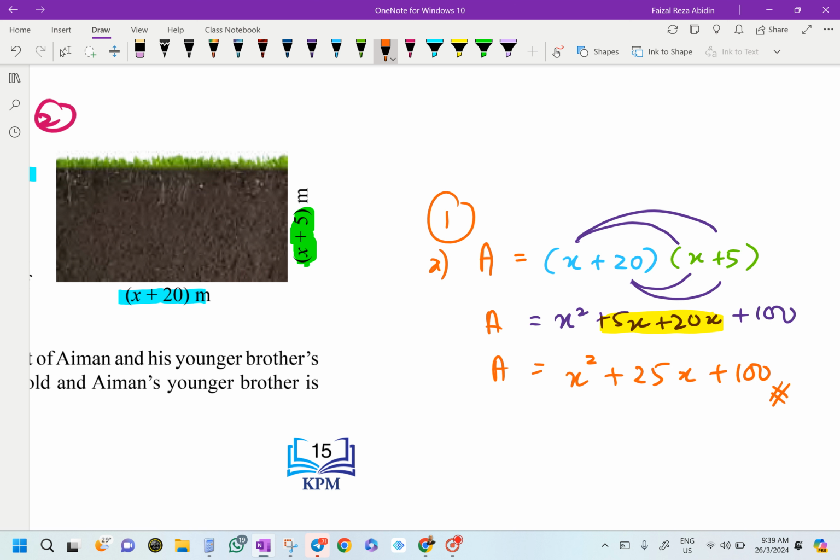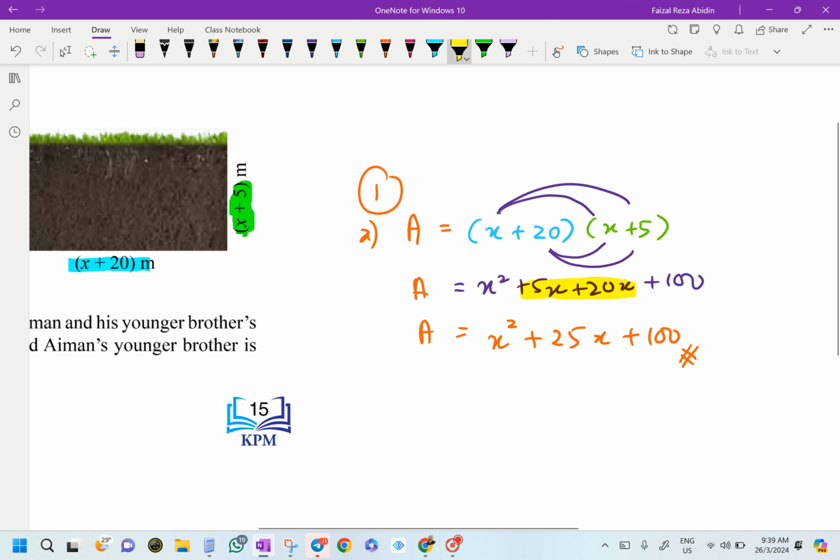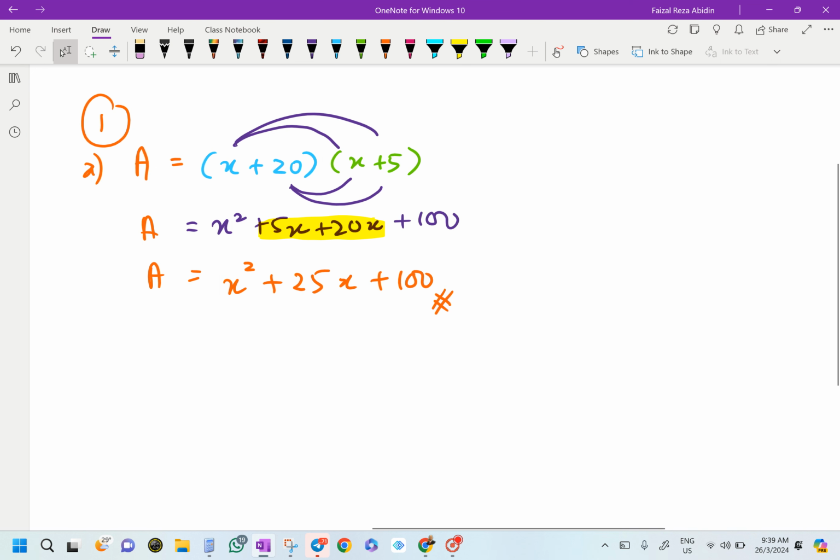Any question? No question. Good. Next, if the area already given over here is 250 meters squared, write a quadratic equation in terms of x. Give your answer in the form of ax squared plus bx plus c equals 0. Now, if you look back at our answer here, what did the question give to us? The value of A. Am I right?